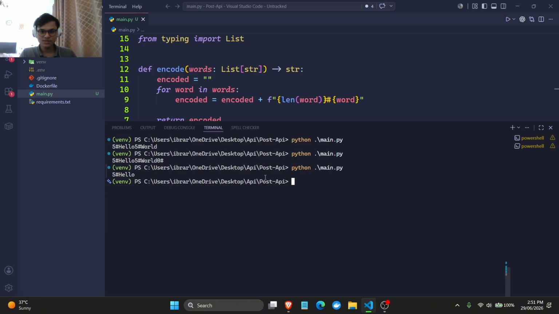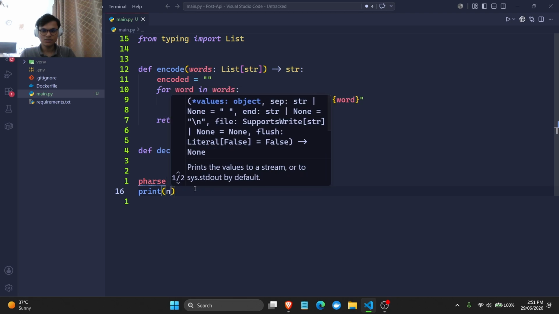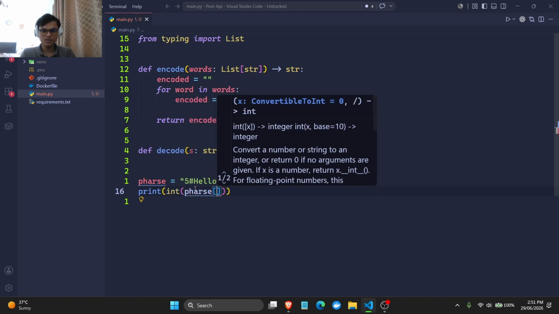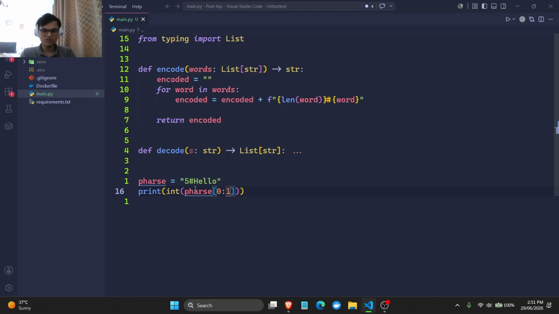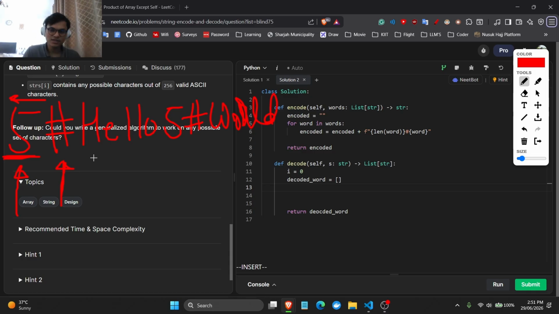One more thing I want to change is, let's say I have a phrase which is something like 5 pound hello. Again, if I print int of phrase from 0 till 1, yeah, it does give me that. So okay, there was something wrong with that only. Okay, so yeah, I think we'll have a for loop while I is less than the length of s.